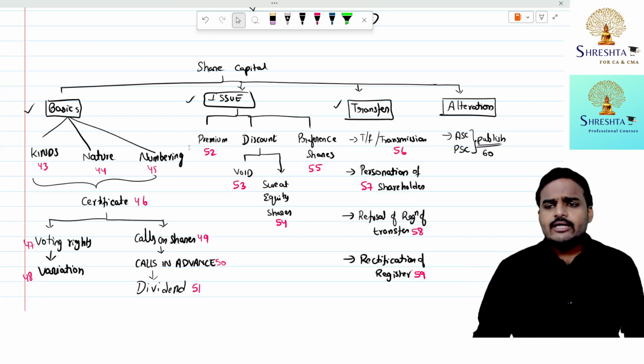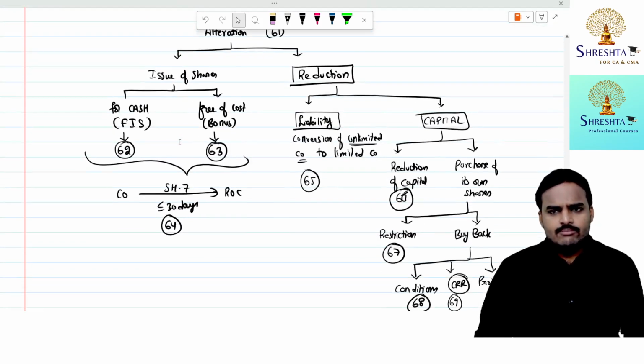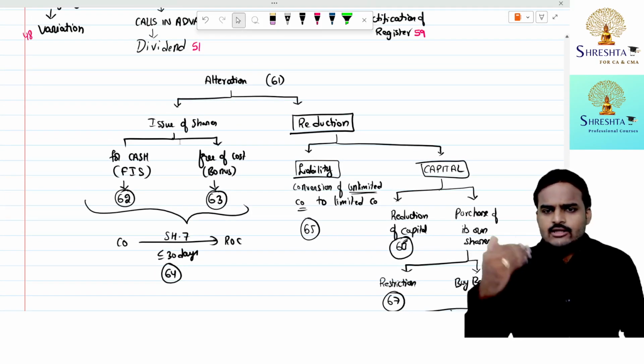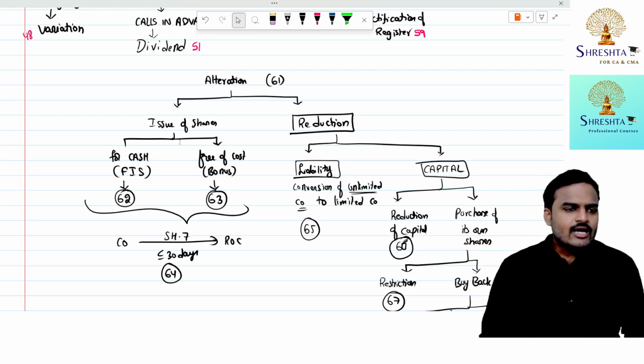Next one, publication of authorized share capital and paid up share capital, section 60. Alteration of share capital, 61. Further issue of shares, 62. Issue of bonus shares, 63. And filings with ROC, 64. Getting my point, students, everyone?